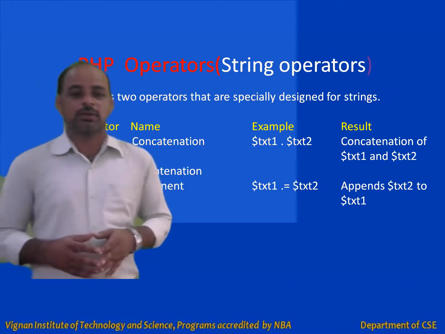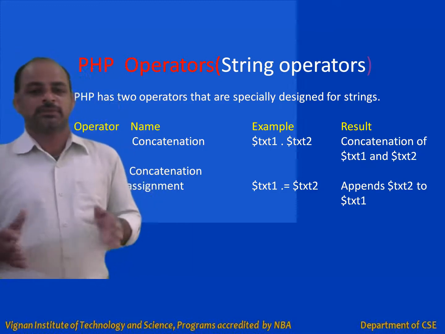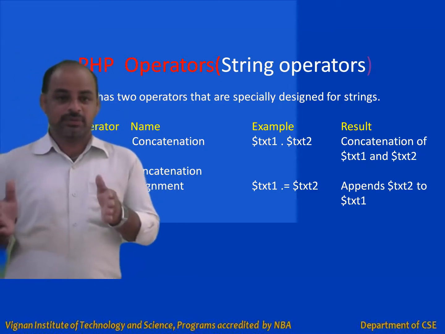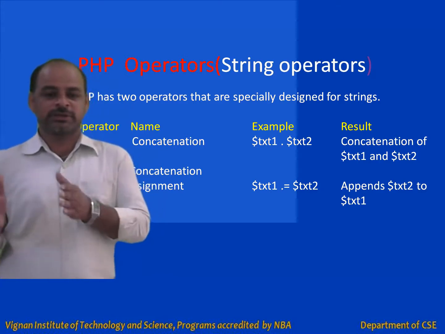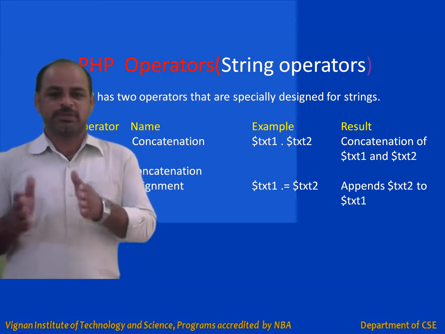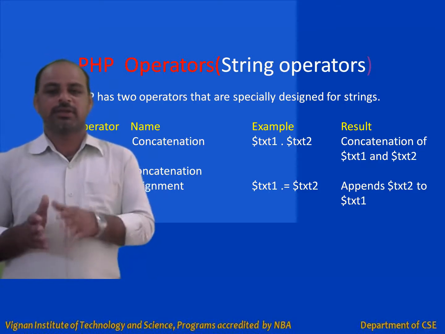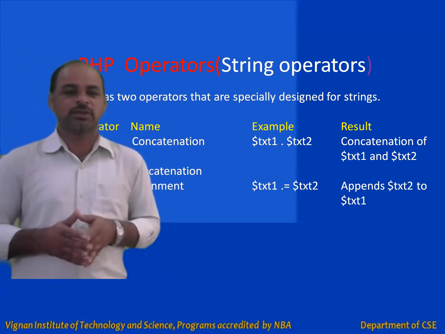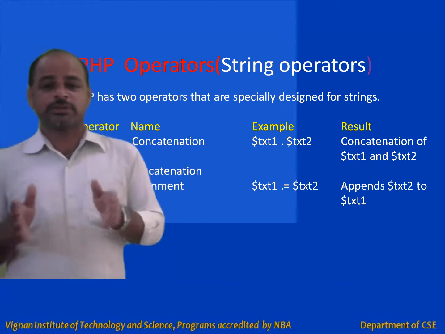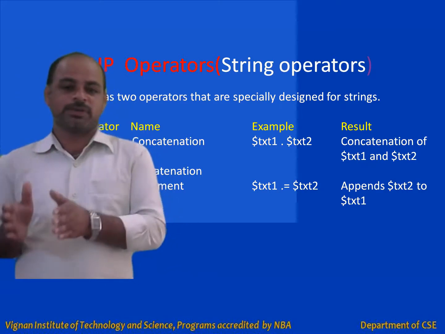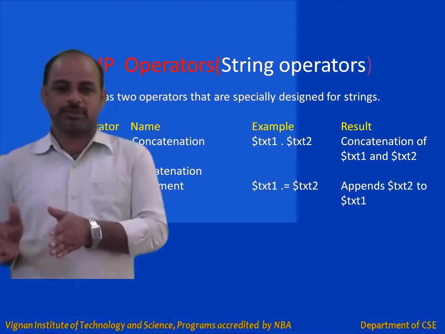Next, another kind of operators in PHP is string operators. Basically, these operators are newly introduced in PHP. In the PHP programming language, these operators are not there in traditional programming languages like C and C++. These string operators are used to perform one of the string operations, that is string concatenation.